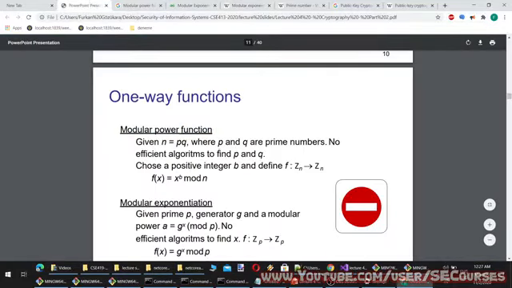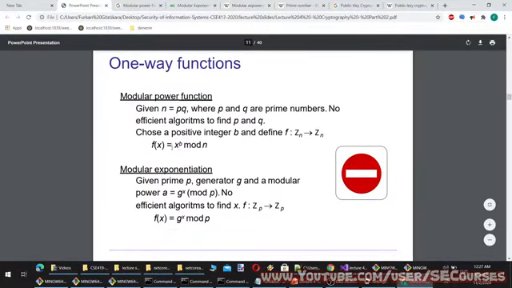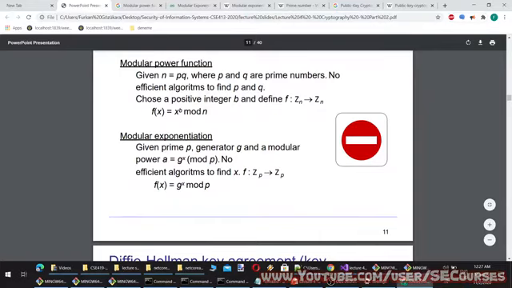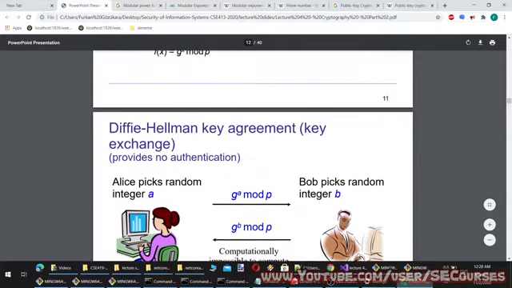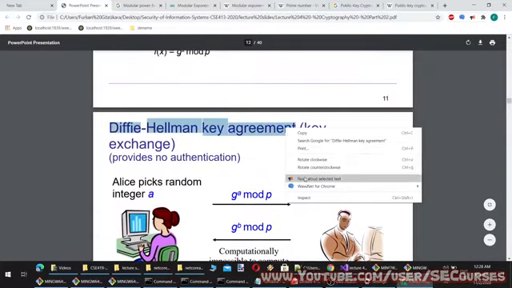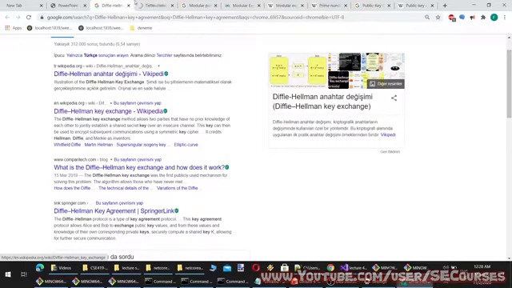So you get the idea of this at the moment. So f(x) is x to the power b mod n. And then modular exponentiation: given prime p, generator g, and modulus, a equals g to the power x mod p. And there are no efficient algorithms to find x. So what does this mean? We are going to see what this means in our modern public key exchange.